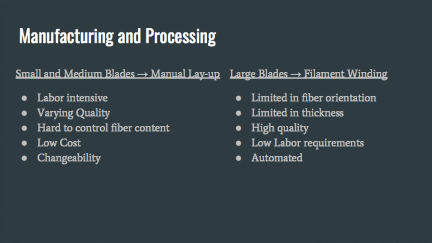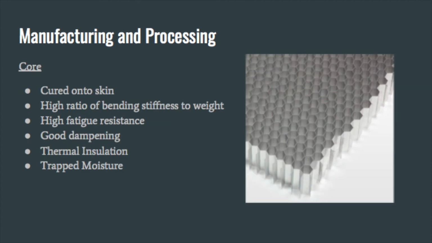Larger blades are mostly made through filament and tape winding. This process produces a hollow tube-like structure which is needed for the spar but is limited in fiber orientation and thickness. It is advantageous though because it is high quality and has low labor requirements as it is an automated process. If creating the sandwich structure out of aluminum honeycomb, the core is cured onto the skin with steam prior to excess material being removed.